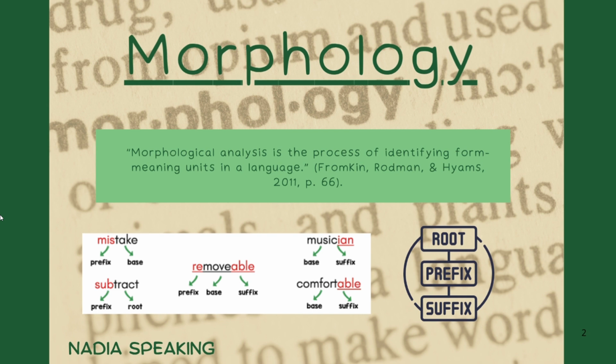It focuses on morphemes, the smallest parts of words that carry meaning. For example, the word unhappiness. Un means not, happy is the root word, and ness turns it into a noun. So unhappiness means the state of not being happy. So morphology helps us break down and understand how words are built and what they mean.